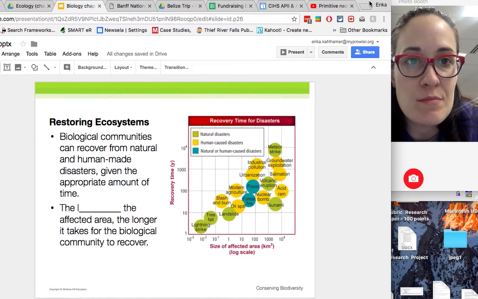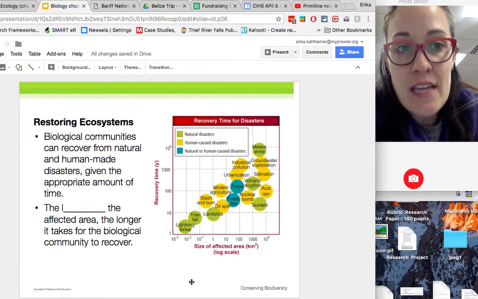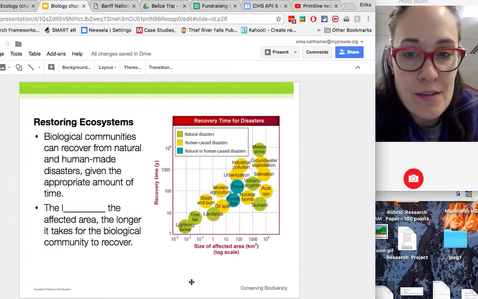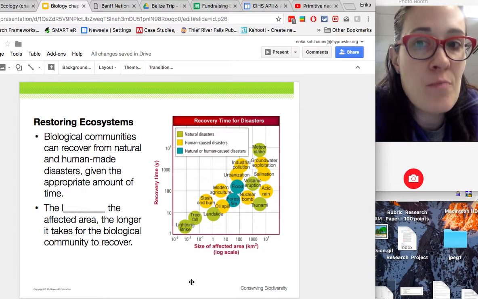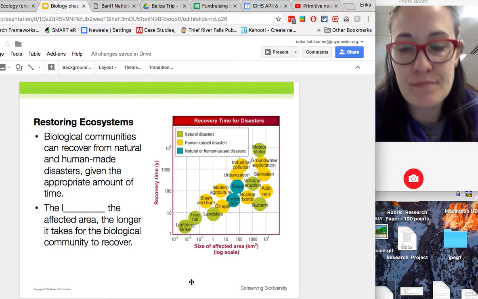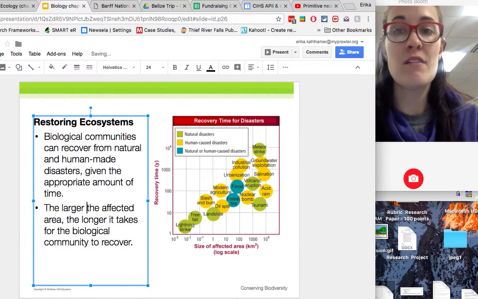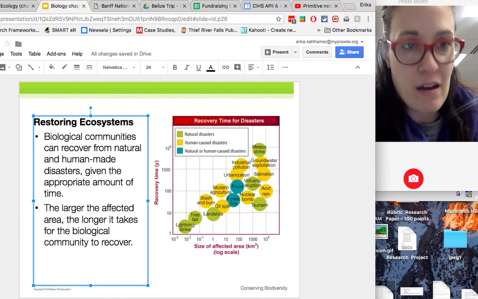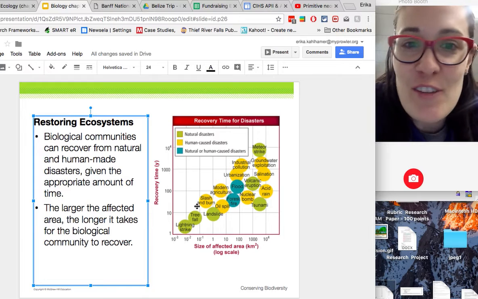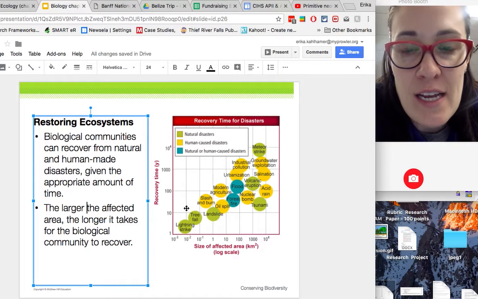Restoring ecosystems. Ecosystems can recover from disasters or human-made disasters, but it takes some time. The larger the affected area, the longer it takes for that community to recover. And this is a nice graph that shows you that. Here's the size of the area affected from small to large and the recovery time.